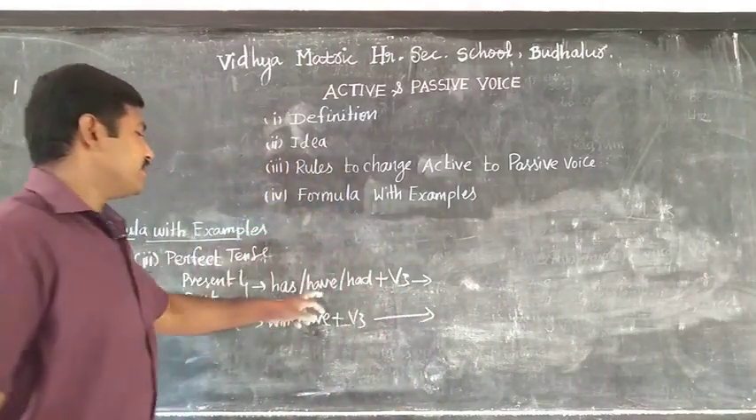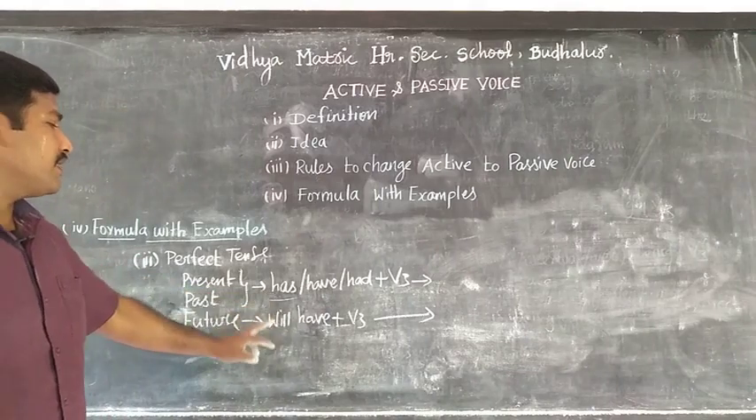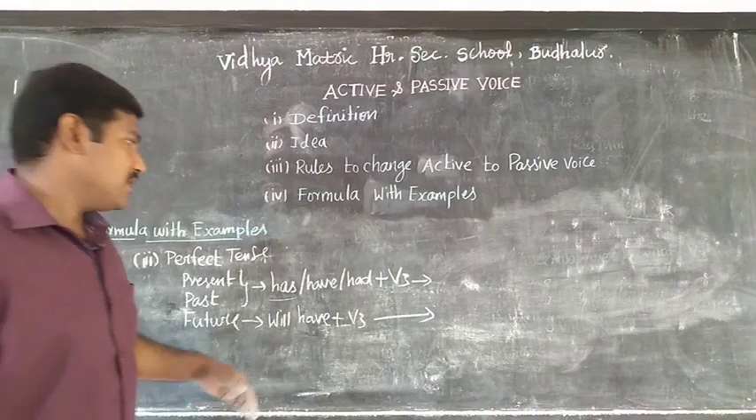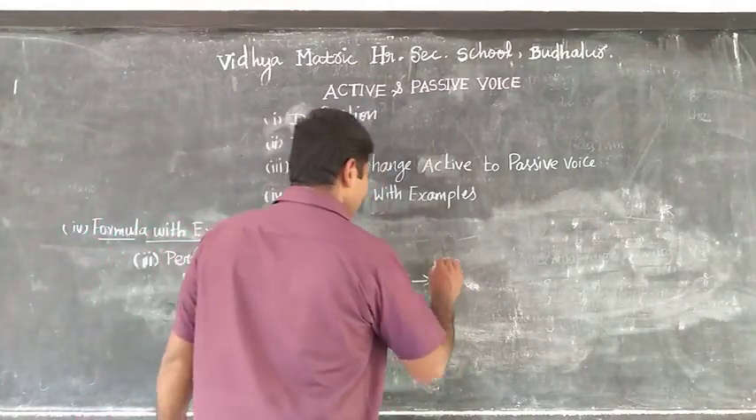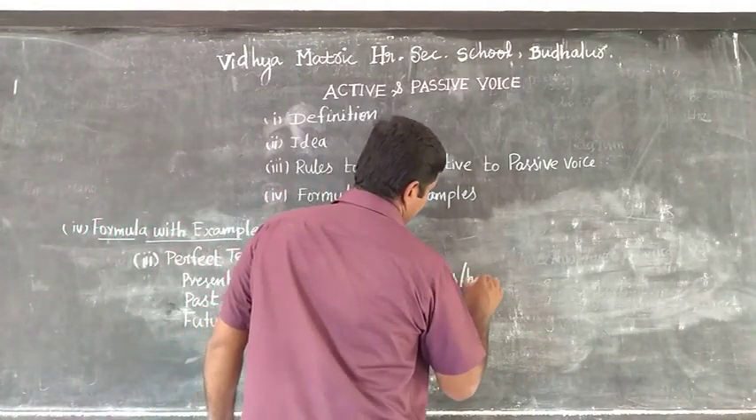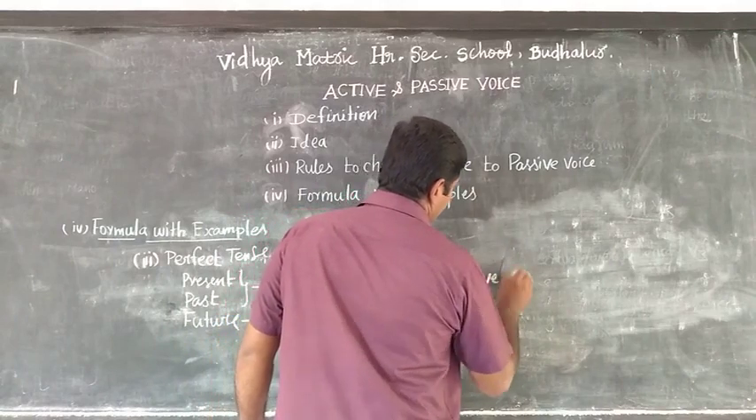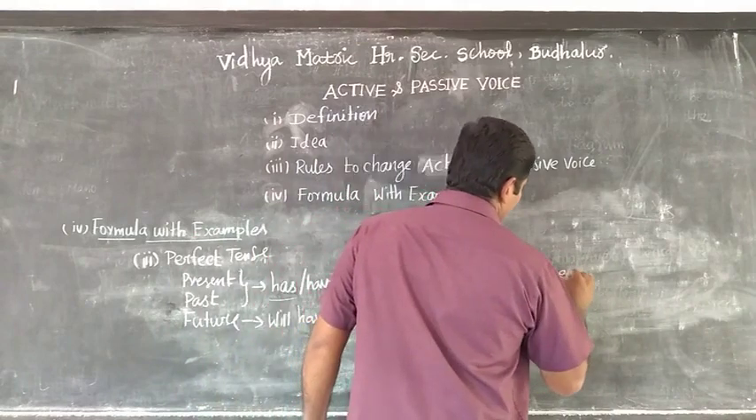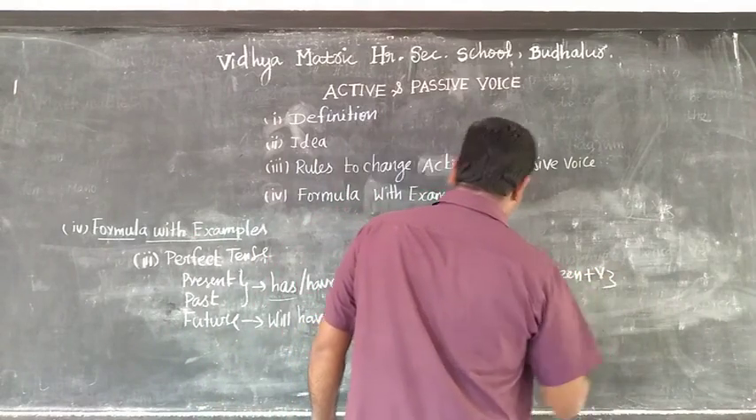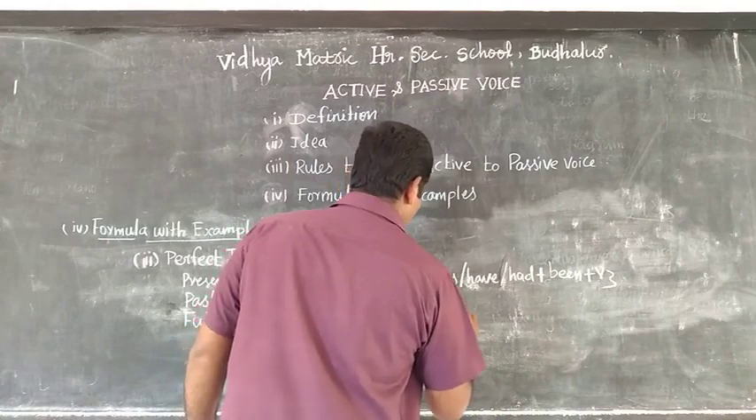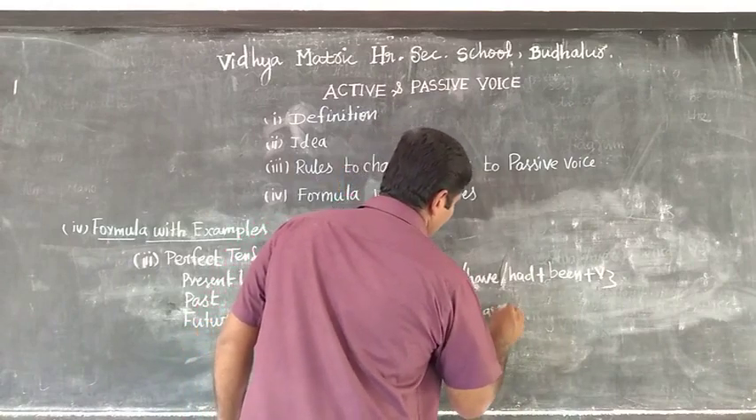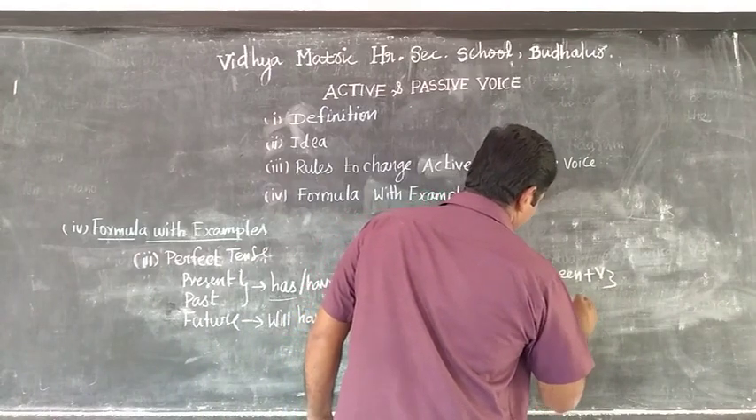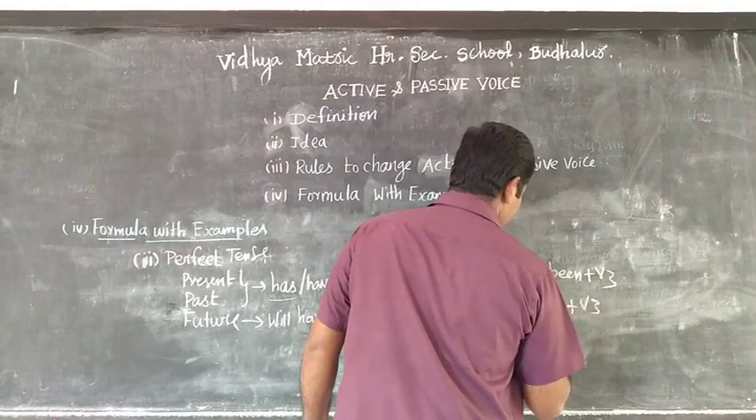So this is the active voice formula for present and past perfect. This is the active voice formula for the future perfect. So move to the passive. Has, have, or had plus been plus V3. Will have plus been plus V3.